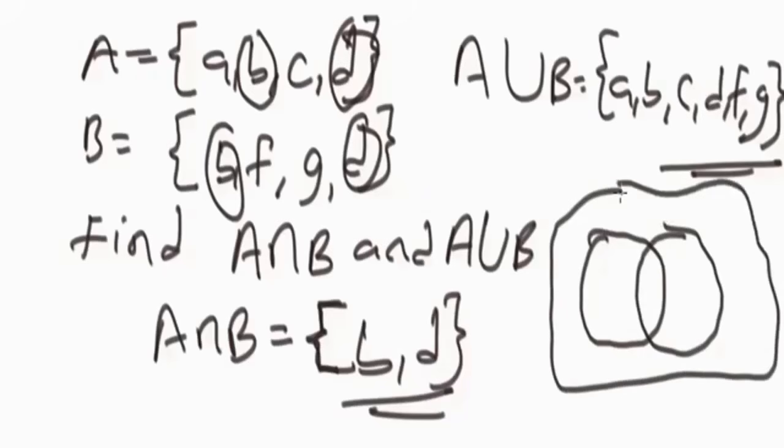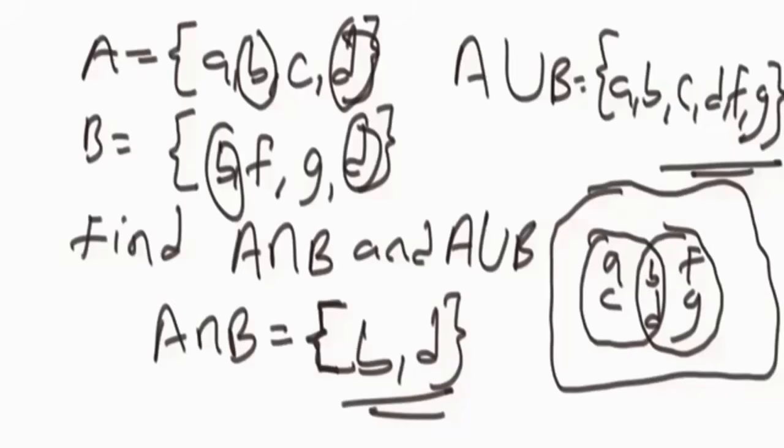This is a Venn diagram. Remember, we have the intersection of sets to be B and D, so we put it here: B, D. Then in set A, we have A, B is already here, we have C, D is already placed. In set B, we have B is already here, we have F, we have G. So this is how you can represent this problem in a Venn diagram.